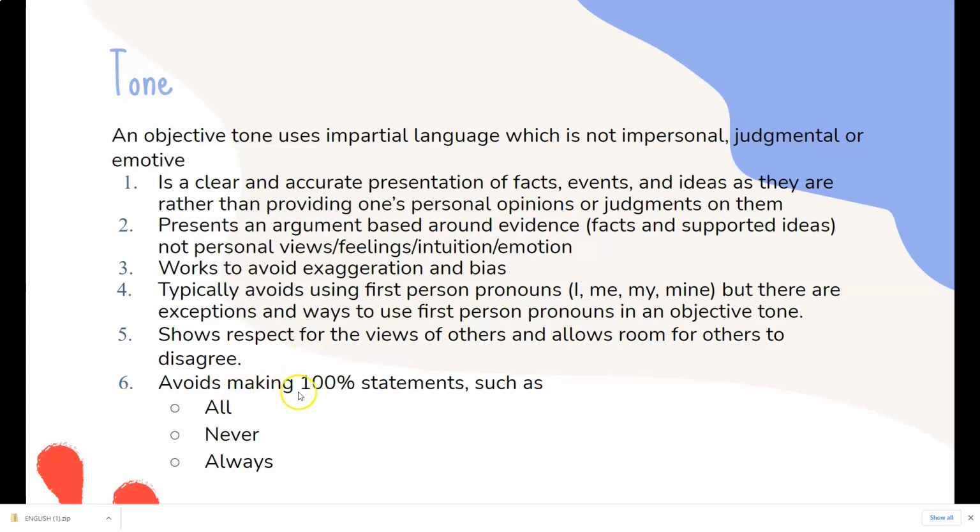And you always want to avoid making 100% statements, and I just said always, which include words like all, never, and always, because it's rarely the case that you can say something is always one way or never one way.